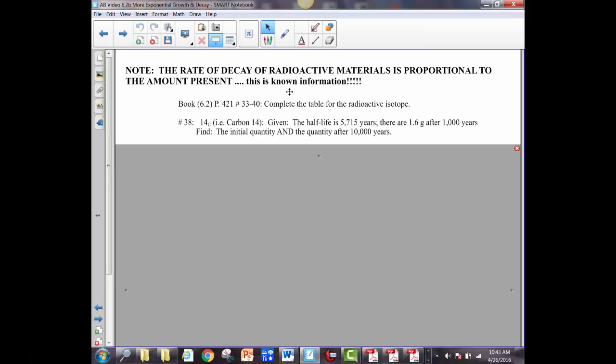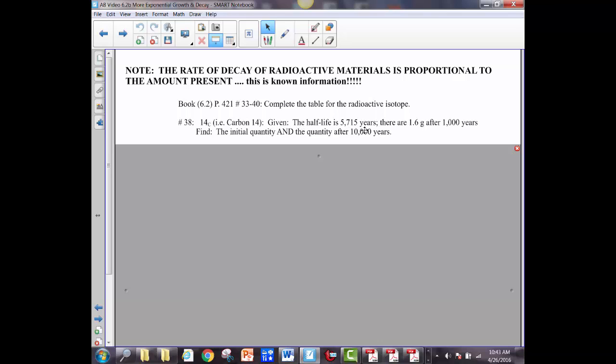They won't tell you this, but you should know that the rate of decay of radioactive materials is proportional to the amount present. That's simply known information. So, in the book, numbers 33 to 40, it says complete the table for the radioactive isotope. Number 38, it's carbon 14.